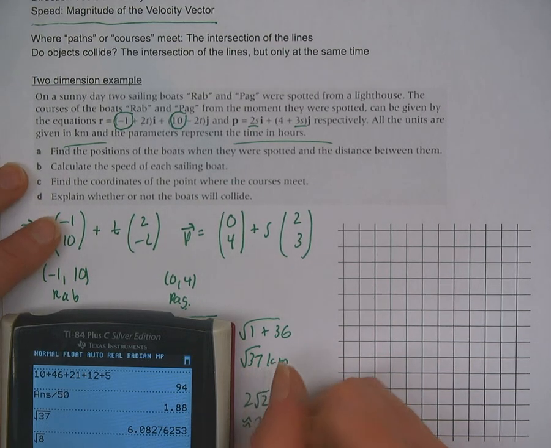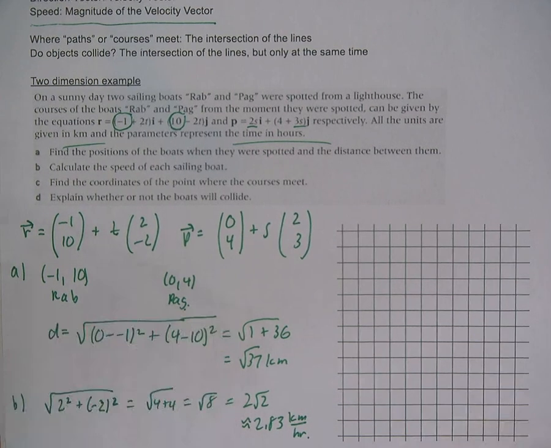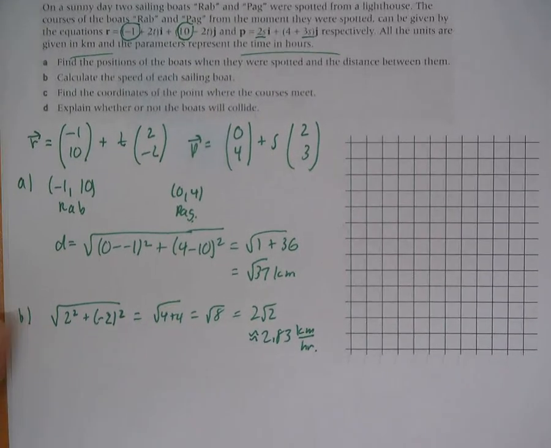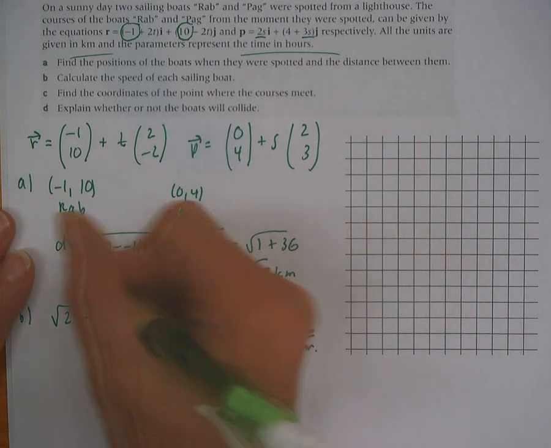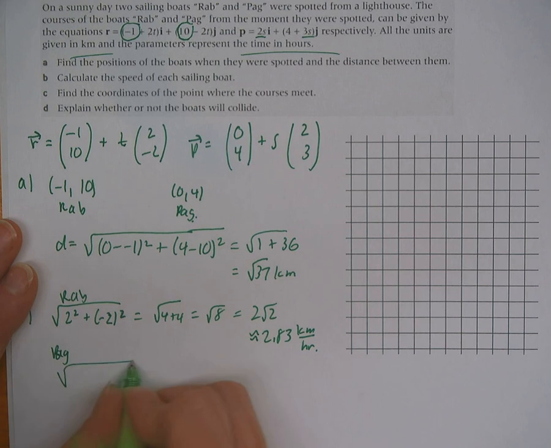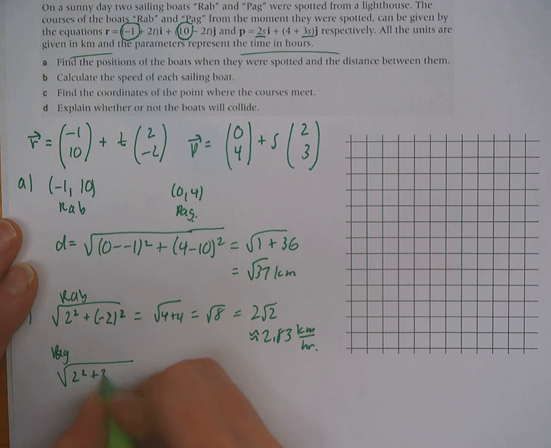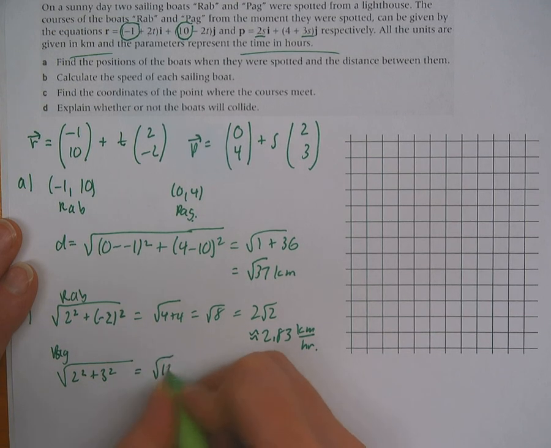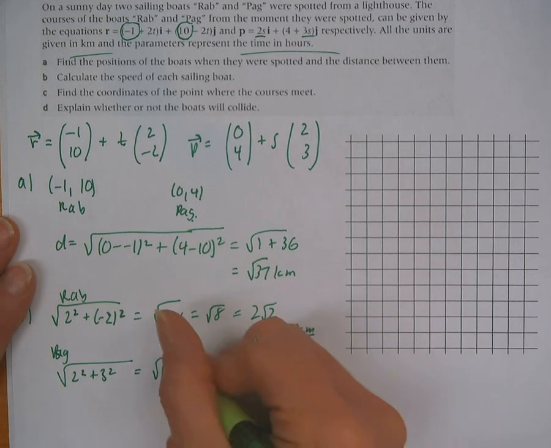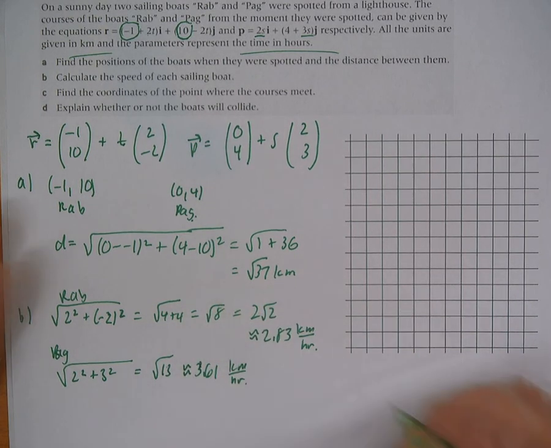That would be about 2.83 kilometers per hour. That would be our speed for RAB. And then PAG, we would simply repeat the process. So we have a 2 squared and 3 squared. So 4 and 9, so rad 13, which would be approximately 3.61 kilometers per hour. So those are our speeds.